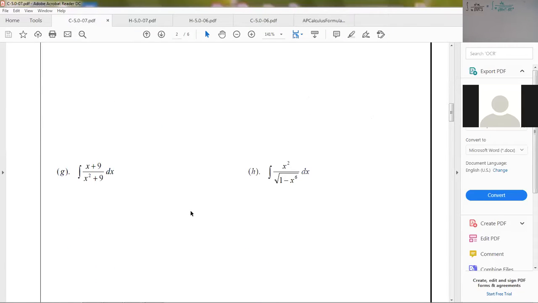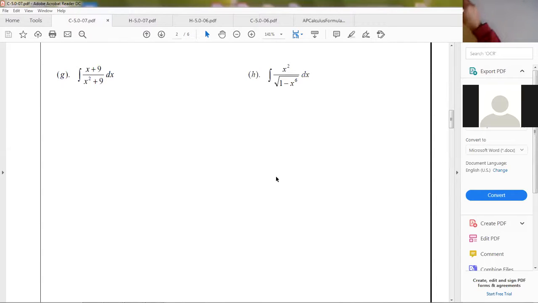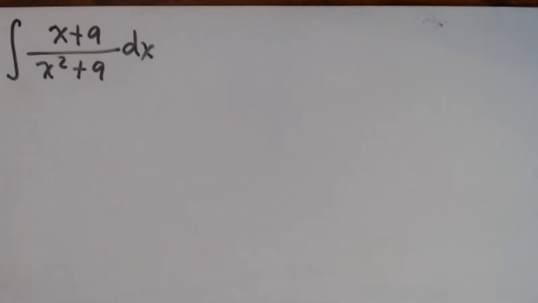So let's see another one. The next one is going to be the same. Okay, let's see this one. These two are going to require something, right? The next one is the integral of x plus 9 over x squared plus 9, correct? dx. Let me just close that here. So this is my integral.